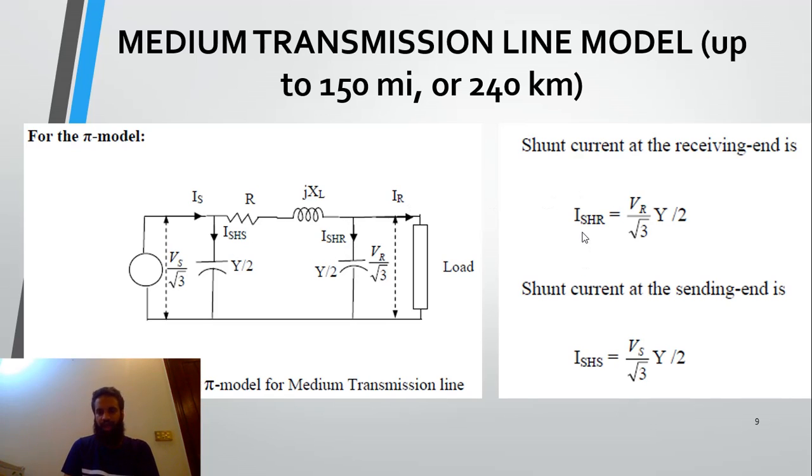So for the ISHR at the receiving end, we can say that it is the voltage across this value divided by the impedance or multiplied by the admittance. So it is VR divided by under root 3 into Y by 2. Similarly, for this one, this current is the voltage across this one. This is Vs divided by under root 3 into Y by 2. So the receiving end shunt current is this one, and the sending end shunt current is this one.